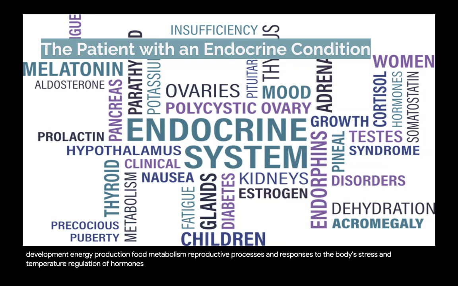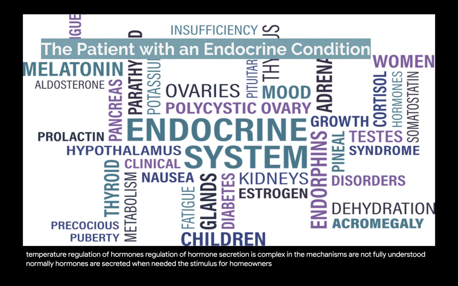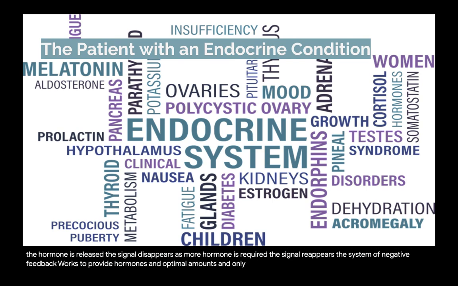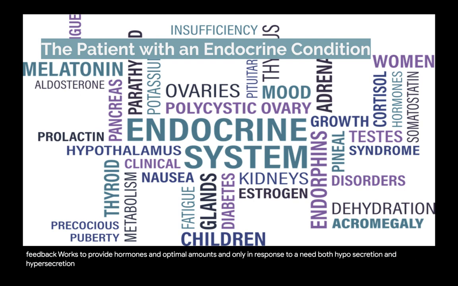Regulation of hormones. Regulation of hormone secretion is complex and the mechanisms are not fully understood. Normally, hormones are secreted when needed. The stimulus for hormone secretion is often a chemical signal in the blood. When the hormone is released, the signal disappears. As more hormone is required, the signal reappears. The system of negative feedback works to provide hormones in optimal amounts and only in response to a need. Both hyposecretion and hypersecretion of a hormone can cause physical and mental disturbances.